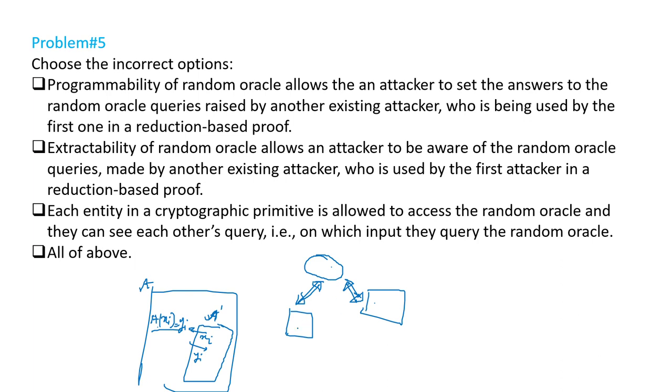So they do not know each other's query inputs to the random oracle. Here this is different because A is itself using A dash as its own part. That is why A dash's queries are visible to A, by extractability. But when two different entities are running the same cryptographic primitive and accessing the same random oracle, then no one should know each other's queries to the random oracle.